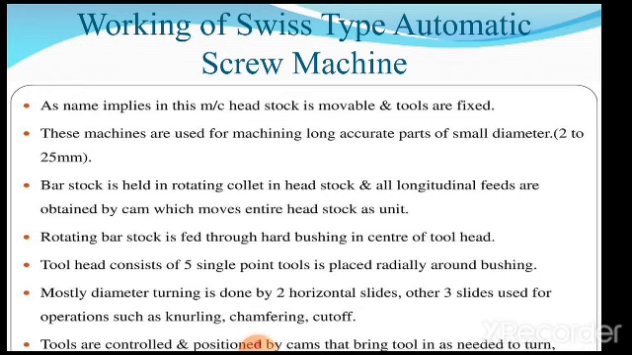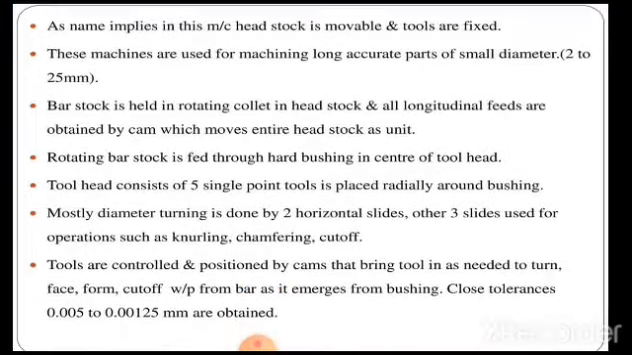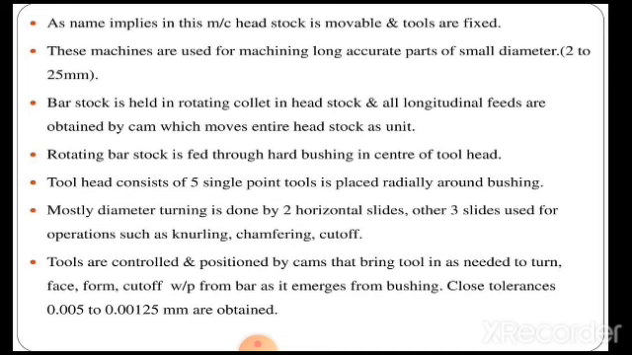Bar stock is held in a rotating collet. The collet is made to rotate in a headstock, and all longitudinal feeds are obtained by a cam which moves the entire headstock as a unit. The entire headstock itself is made to move there. Rotating bar stock is fed through a hard bushing in the center of the tool head. That means at the center the rotating bar stock is fed. The tool head consists of 5 single point tools placed radially around the bushing. All these tools are kept there.